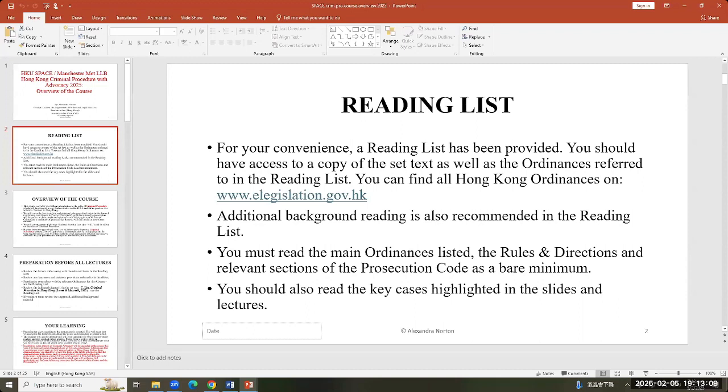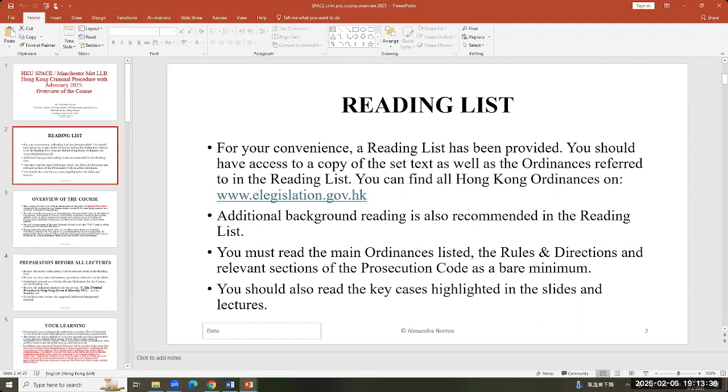But there are some other ordinances as well that we'll be referring to a lot, primarily the ones that deal with sentencing, like the Probation of Offenders Ordinance, Community Service Orders Ordinance, etc. And then we're going to touch on some other ordinances like the Theft Ordinance and Offences Against the Person Ordinance as well.